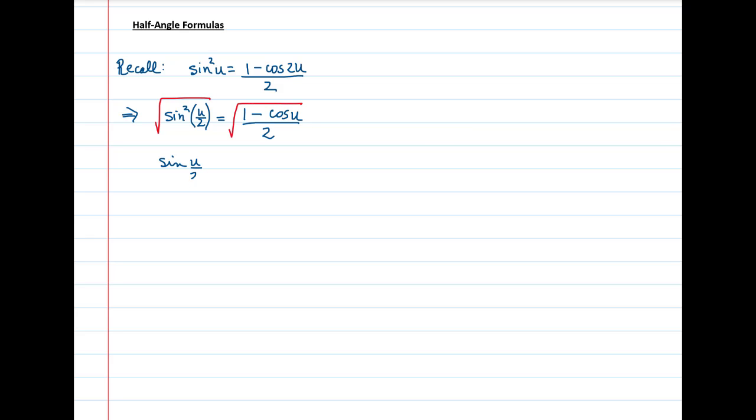Once I do that, I'm going to take the square root on both sides, since I don't want sine squared, I just want sine of the half angle. And when you take the square root on both sides, you always end up with plus or minus, right? We're going to have plus or minus square root of 1 minus cosine of u over 2. And there we have our first half angle identity.